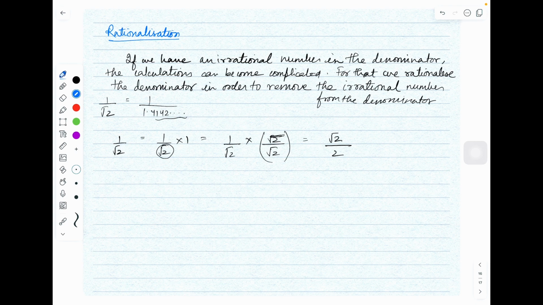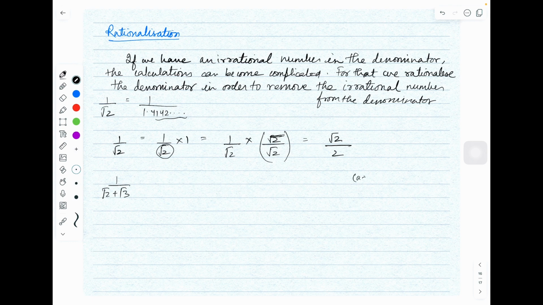Understood? Okay, so we looked at how to rationalize only if a single irrational number is there. If a single irrational number is there, like root 2, you multiply the same irrational number in the denominator and in the numerator also. So you are multiplying the same irrational number twice, so it will become a whole square and you will get a rational number. Understood? But what if the question is like this? The question is 1 by root 2 plus root 3.